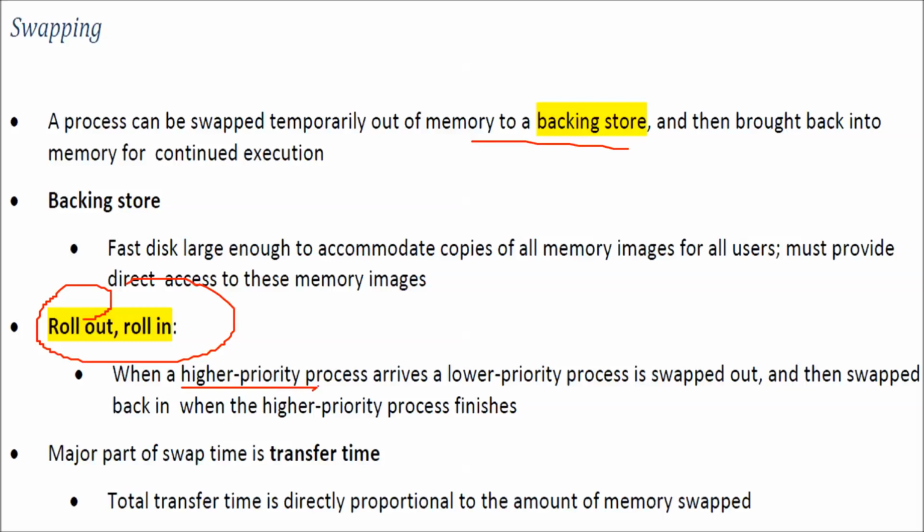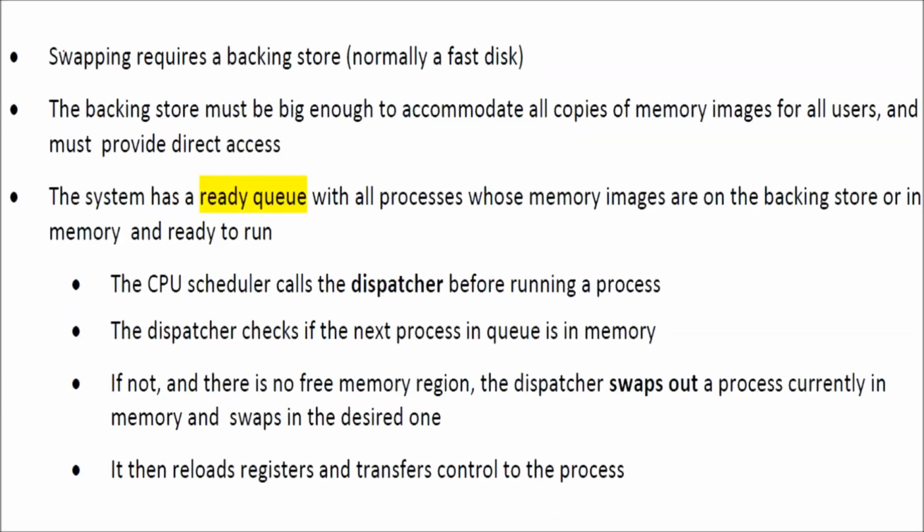And when a higher priority process comes, the lower priority process is swapped out. It is taken out, and the place for the higher priority process is being made. And it involves a certain transfer time, because you are actually transferring. When you are transferring, you are not doing any good work. So swapping requires a backing store, the place where you can put it, like the hard disk or the tape drives, etc.